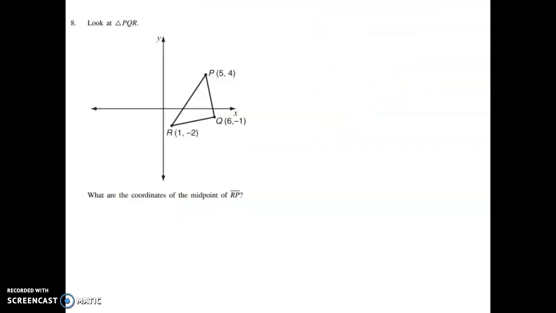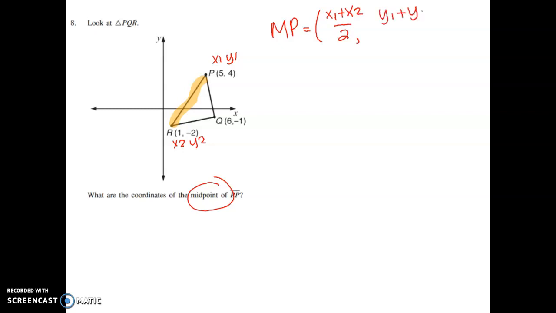Moving over to the next column, we are looking at the midpoint of line RP. So RP is this line right here. So I'm going to label my points x1, y1, and x2, y2. So because I'm talking about my midpoint, I'm going to use my midpoint formula. So my midpoint, remember we add up our x's, divide them by 2, add up our y's, divide them by 2. Easiest one on the whole test.